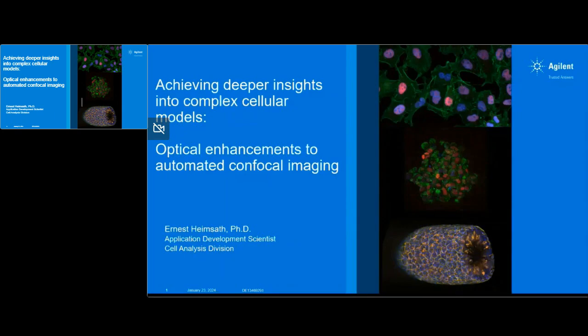Thank you, Bear, for that introduction. We recently launched some exciting new features that enhance the confocal imaging capabilities of our Cytation C10 imager reader. And in this webinar, I'll be discussing how they can improve the data quality of imaging-based applications.